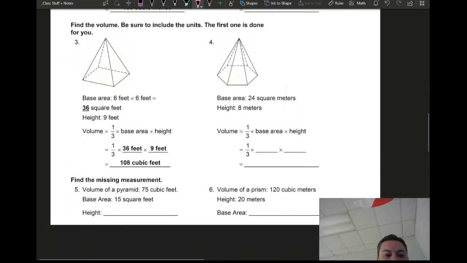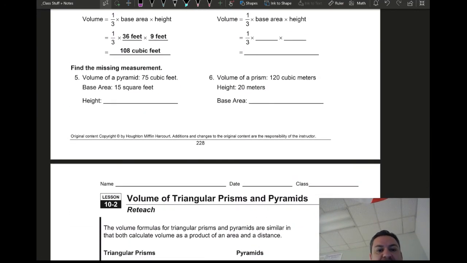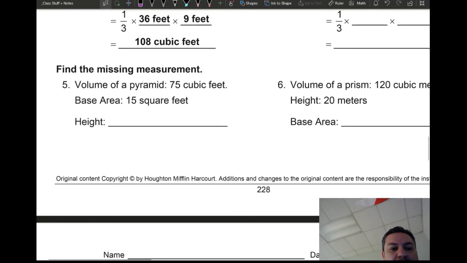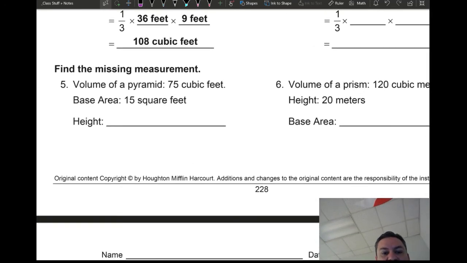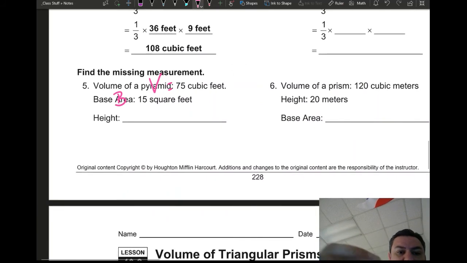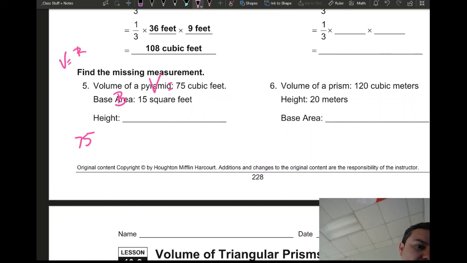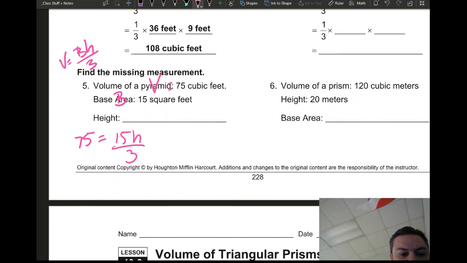Now the next page, we only needed to do 2 of them, which was 5 and 6. For number 5, volume of a pyramid, they're giving you big V and uppercase B. We're looking for the height. It's a pyramid, so we're going to work it with the formula. V is 75. That's the formula. B equals 15. We're looking for the height, divided by 3.